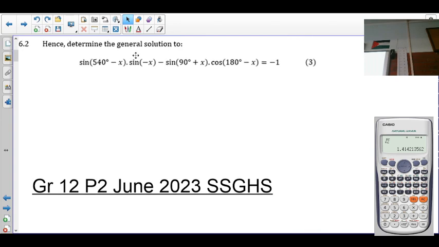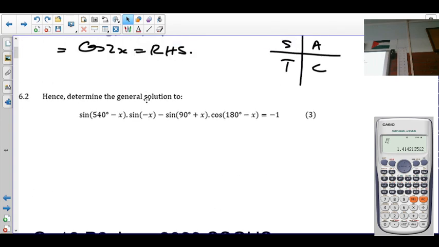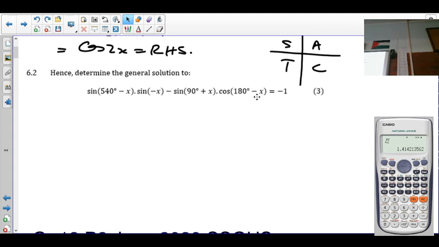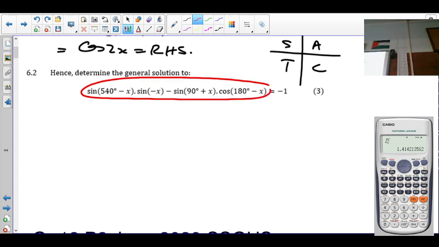6.2 says hence find the general solution to. But now remember that this here, sine of 540 minus x times sine of minus x minus sine of 90 plus x times cos of 180 minus x, this whole thing is in fact equal to cos of 2x. So cos 2x is equal to negative 1. Okay. So let's draw the cos 2x graph.